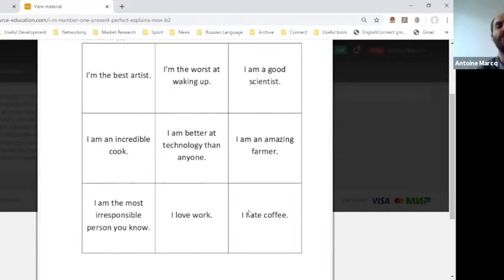You think you're the worst at waking up? I've never woken up without 5 good cups of coffee. Something like that. They're going back and forth like this. It's a battle of wits, a battle of wits to determine who is the best at this thing. I'm an amazing farmer. I hate coffee. I love work. I'm the most irresponsible person you know. Loads of fun. Students have loads of fun with that one.